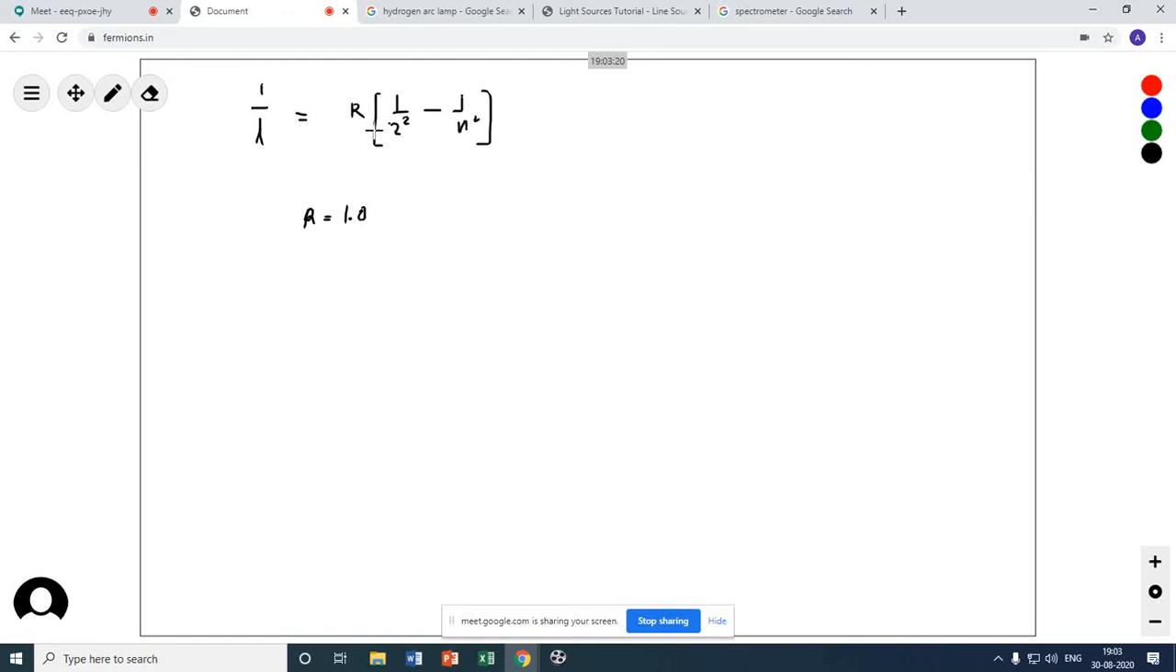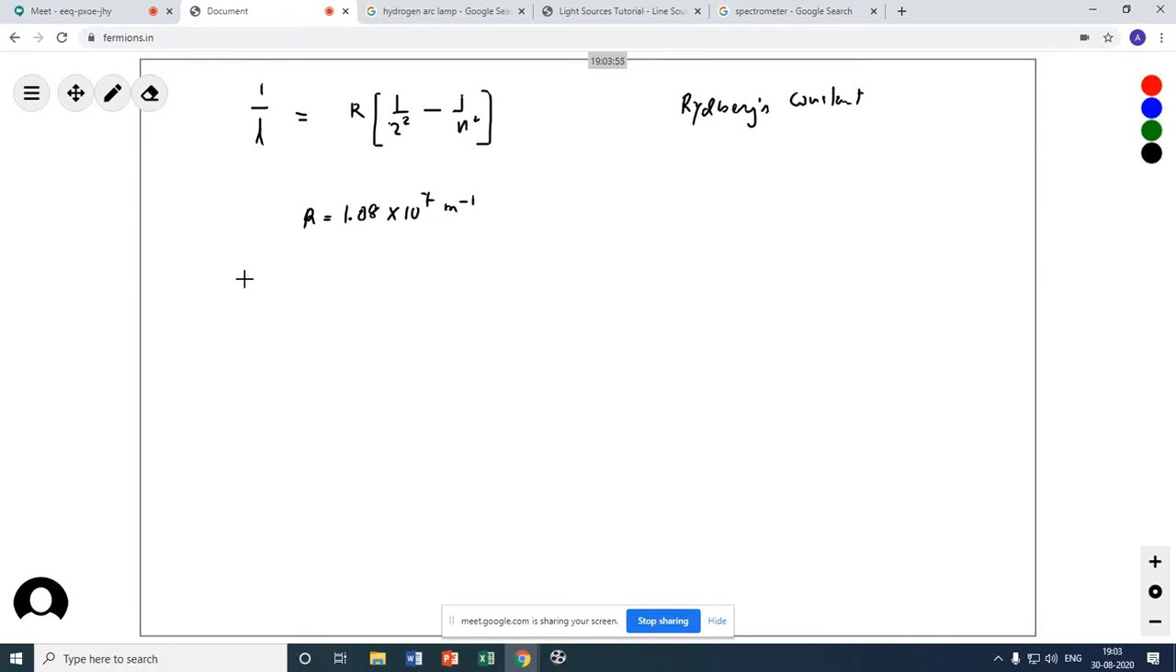Where I have written this, R is called the Rydberg constant, 1.08 into 10 to the power 7 per meter. So for H alpha, H beta, H gamma, I leave it for you to determine.